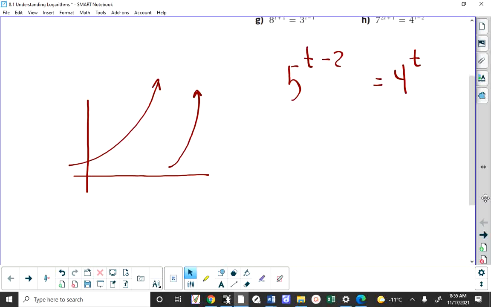My thinking, and it could be flawed, is they won't, because the one with the base 5 gets closer to the x-axis, moving to the left more rapidly than the one of base 4 does. So I believe that the 5 to the t minus 2 will always be below that.